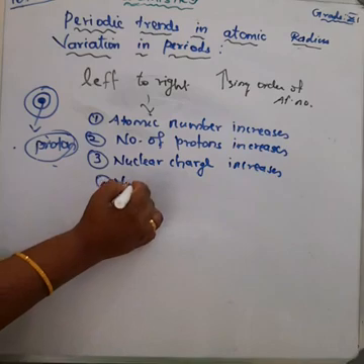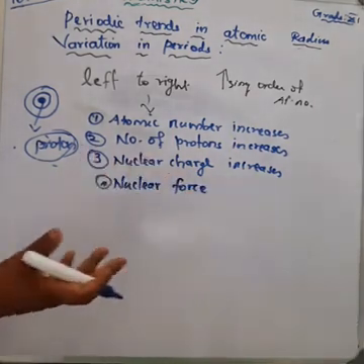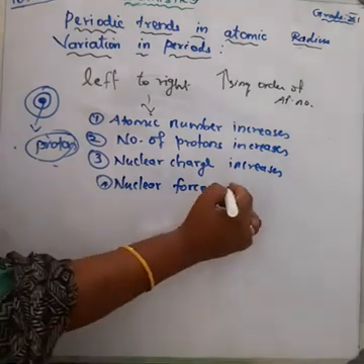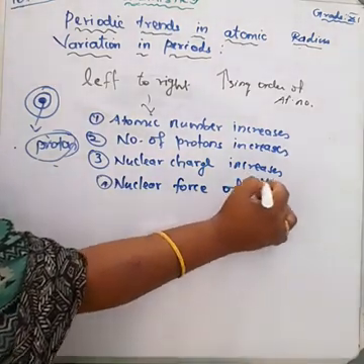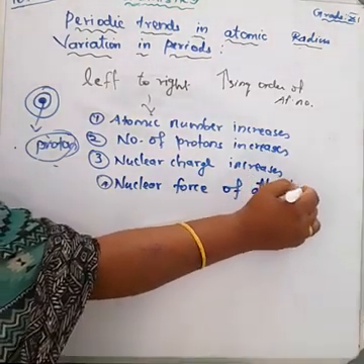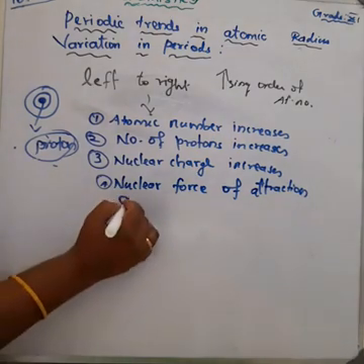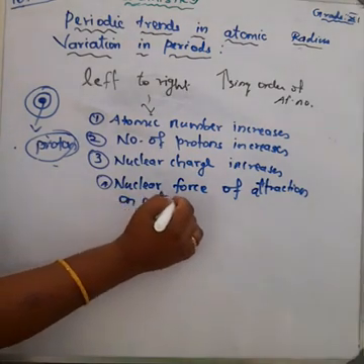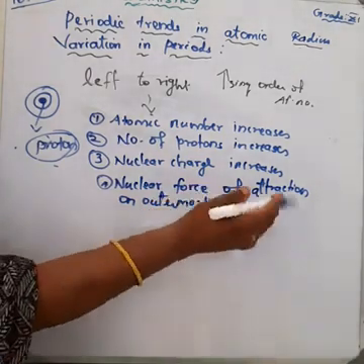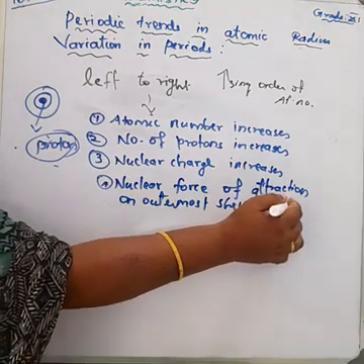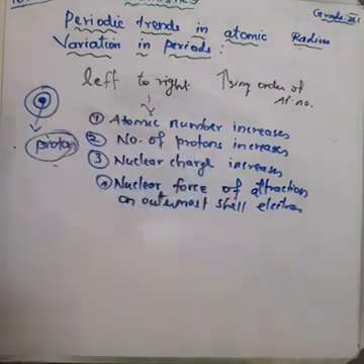So this leads to greater force of attraction on the outermost shell. The number of protons increases, which means high nuclear charge. Nuclear charge is high at the nucleus and leads to greater force of attraction on the outermost shell electrons. So as the atomic number increases, the number of protons increases. As the number of protons increases, nuclear charge also increases.